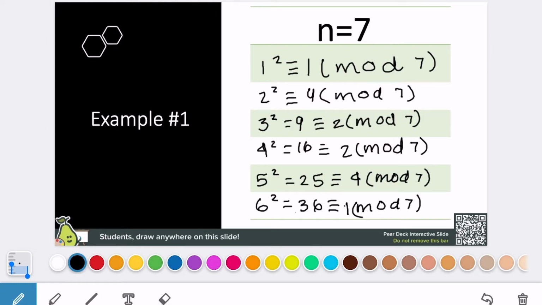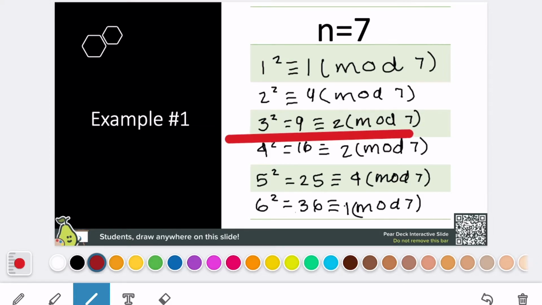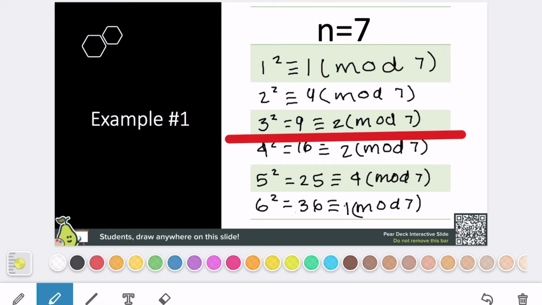So the structure that we see is that if we fold it exactly at this line, between 3 squared and 4 squared, it shows us that they are matching. So we have 2, 2, 4, 4, and 1, 1, meaning that those would be part of the results that we can later prove.